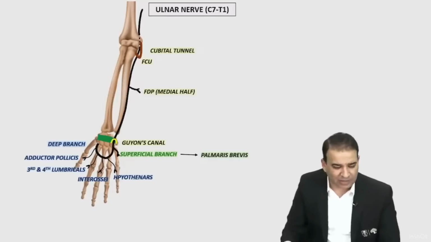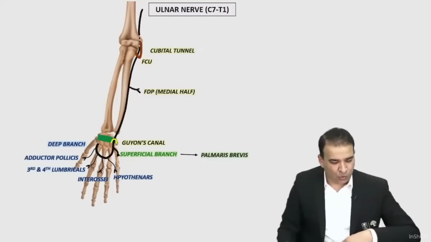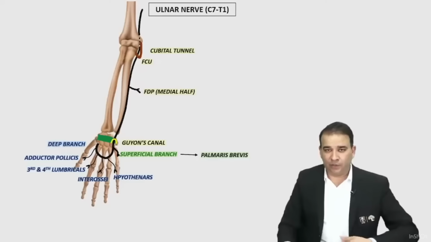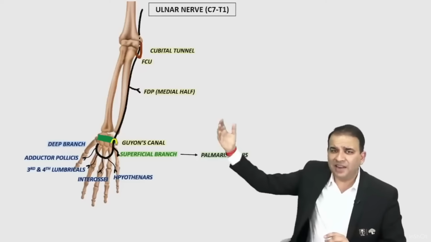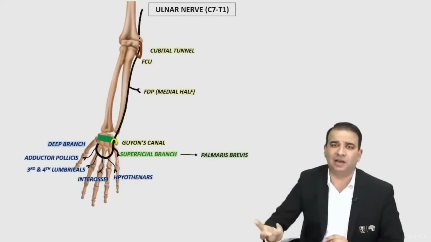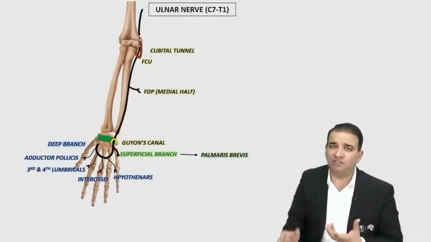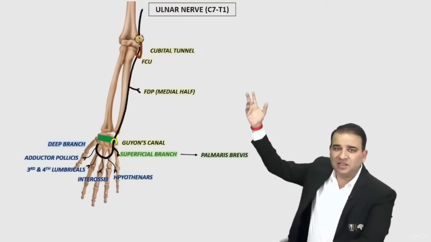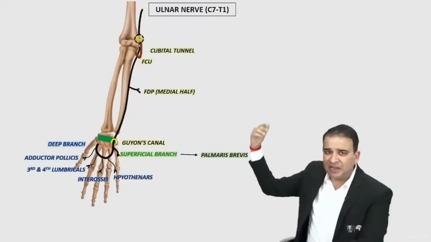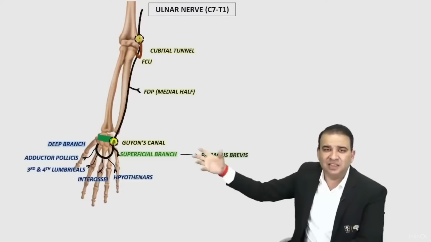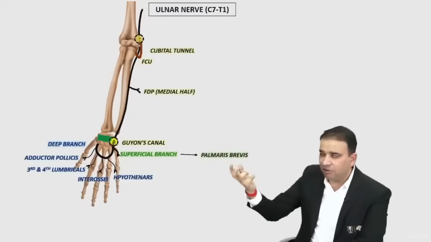Now look, in the ulnar nerve, there is no issue whether it is a higher injury or lower injury, obviously there will be ulnar claw hand. Intrinsic muscles of the hand will be involved. So whether it is cubital tunnel syndrome, fracture of the medial epicondyle, Guyon's canal syndrome, anything, in any of these cases, obviously there will be claw hand here.